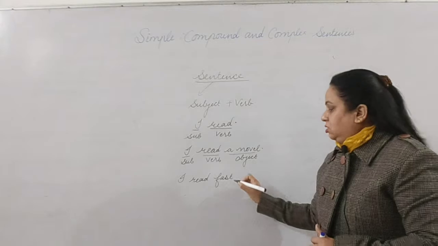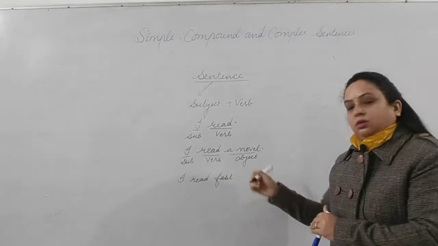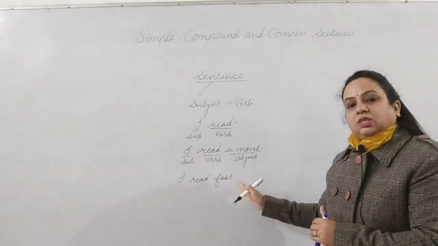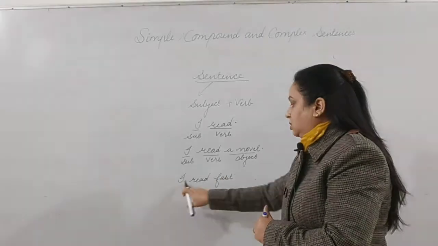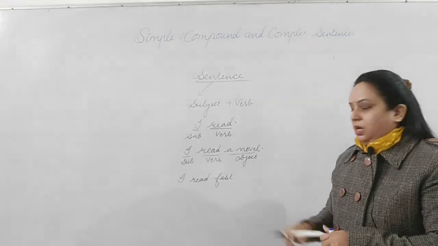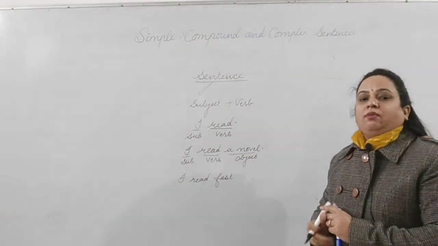Clear? So this is not an object, but this is adding something to the sentence. This is adding meaning to the sentence. It is working as a complement here. "I" is the subject, "read" is the verb and "fast" is the complement, right? So this is the structure of a sentence that we have generally read.